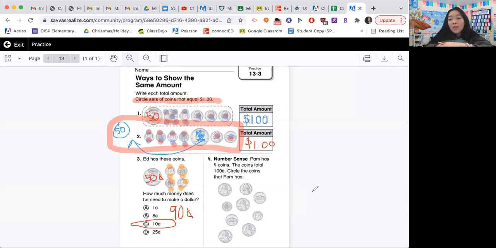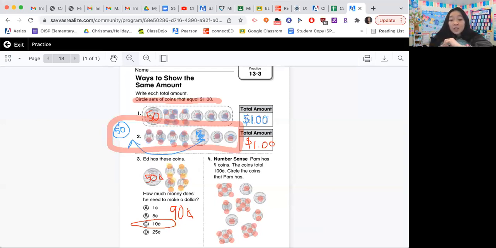So someone tell me one way that we can make 100 cents. I'm going to do my touch math so you can count on. 5, 10, 15, 20, 25, 30, 35, 40, 45, 50, 55, 60, 65, 70, 75, 80, 85, 90, 95, 100, 105, 110, 115, 120, 125, 130, 135. So we have 135 cents, which is too much. We only need 4 coins to make $1.